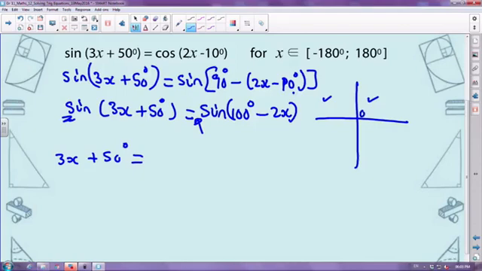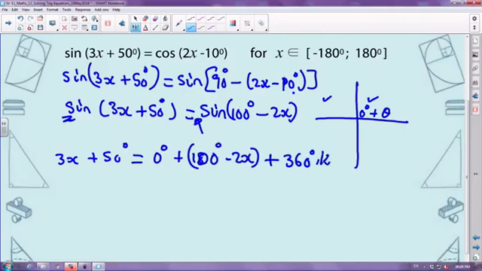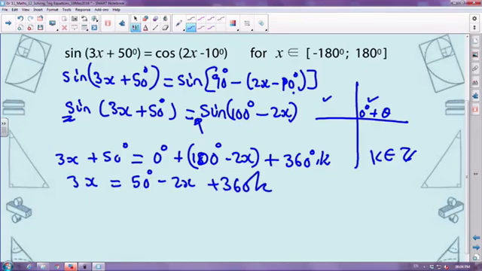So in the first quadrant, it's going to be 0 plus your key angle. Now 0 plus 100 minus 2x, which is our key angle, plus, what's the period of sine? It's 360 degrees times your k, and k is an element of any integer. Okay, so you've got your 3x is 50 minus 2x plus 360k. I've taken this 50 across, so that is 100 minus 50, which is 50.